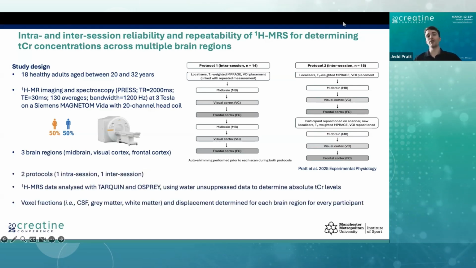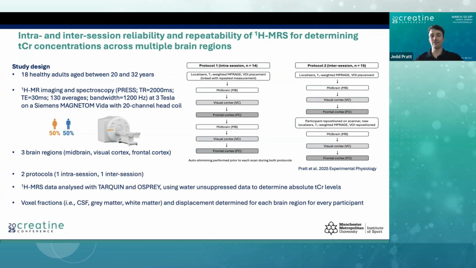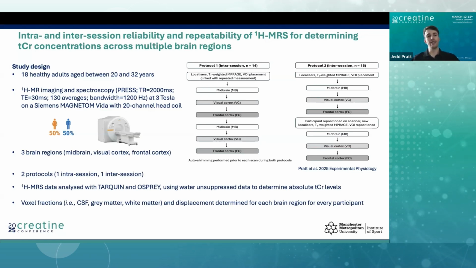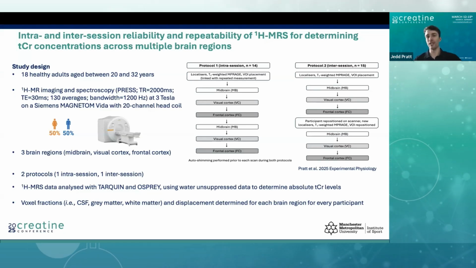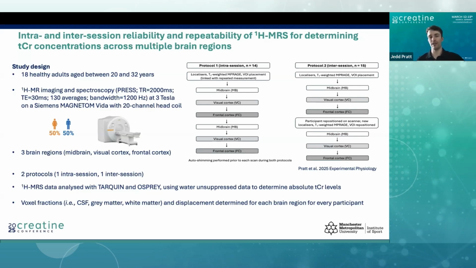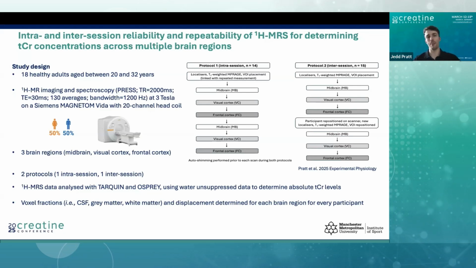And so we analyzed our data using 2 different software packages, Tarquin and Osprey, because we wanted to get more insight into how this might affect our measurements depending on what package you use to analyze the data. And then notably, we collected water suppressed data to be able to then determine absolute concentrations of creatine. So we weren't limited to reporting them as a ratio to another metabolite.